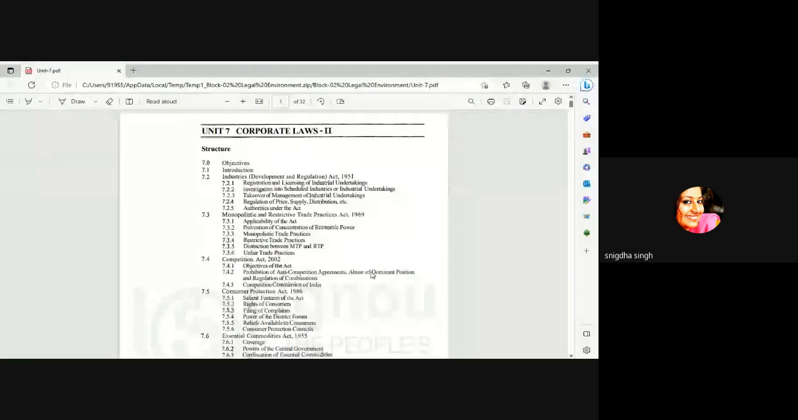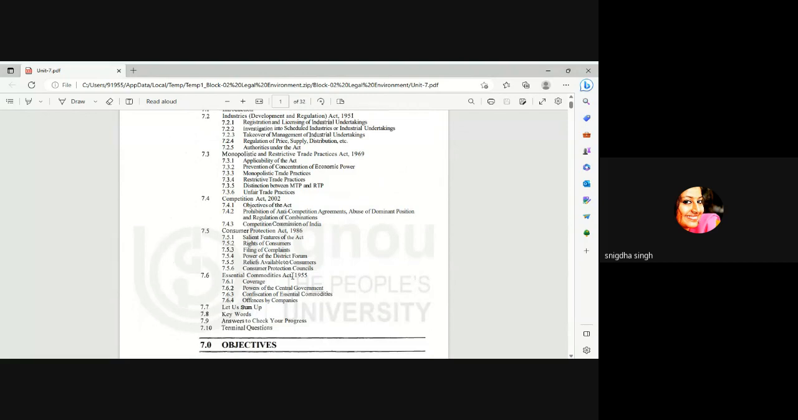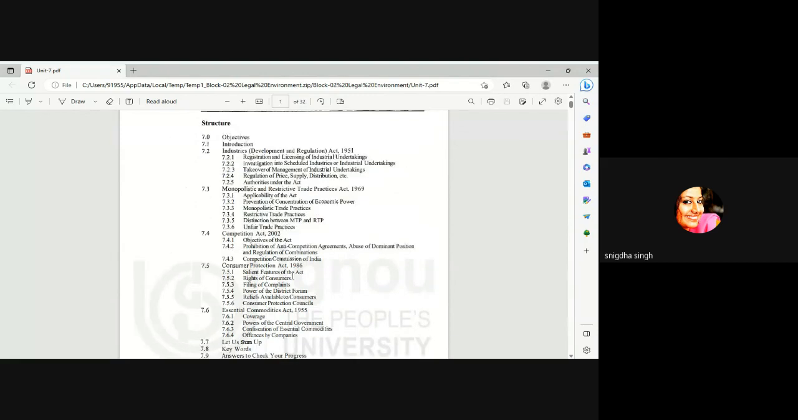So this is Unit 7, which is part 2 of corporate laws, because corporate laws are very big. There are 4-5 laws which they are discussing here. First is IDRA, Industries Development and Regulation Act. This deals with the registration and licensing of industrial undertakings. What are the rules? What is the registration process? What are the compliances to be followed?